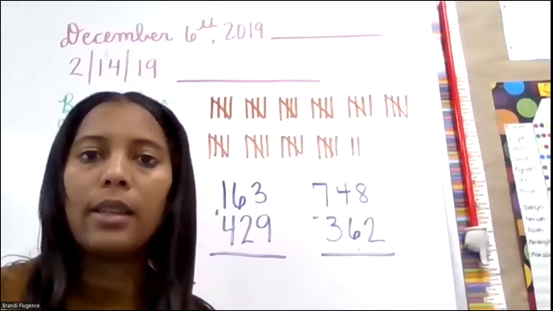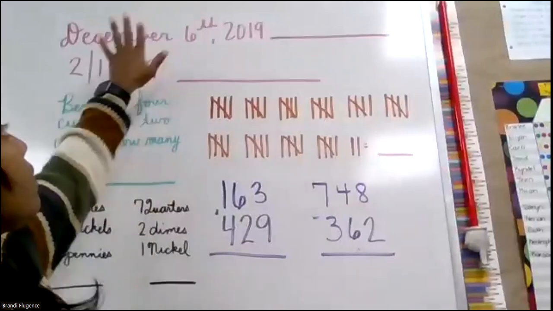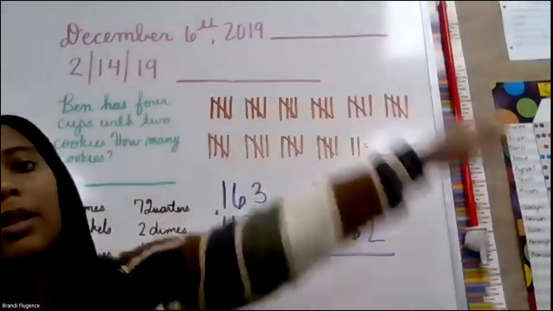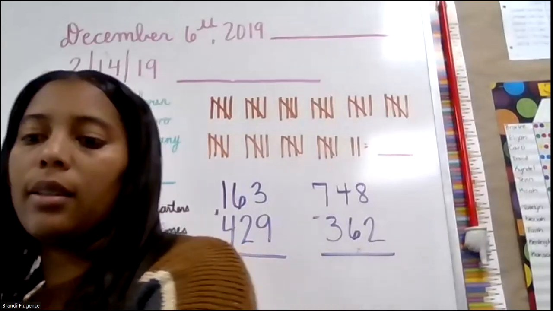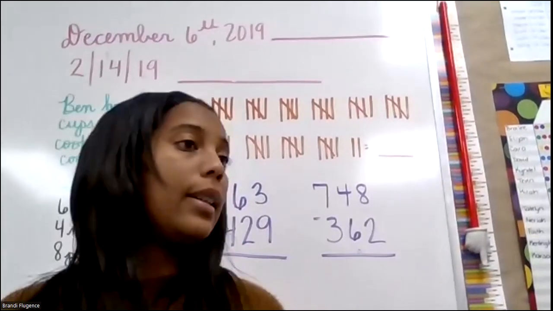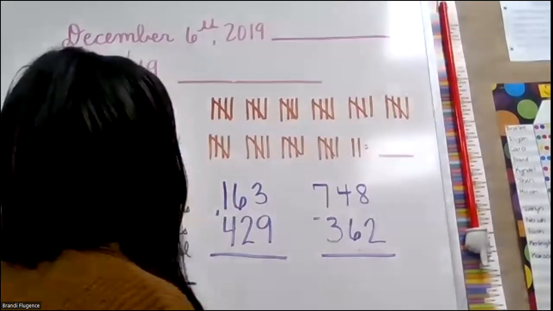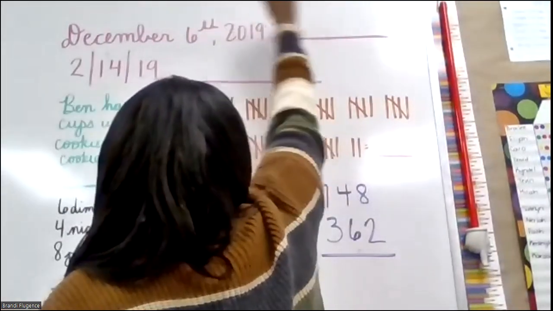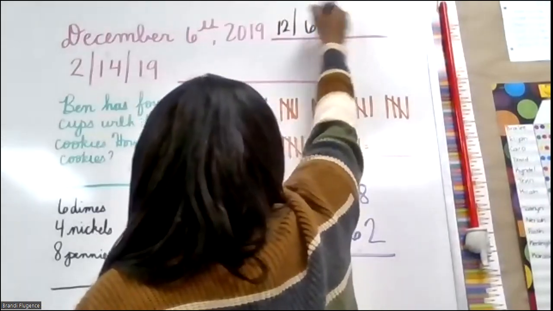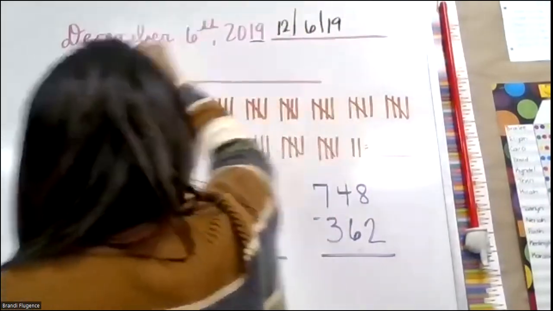All right, so let's practice our digital date up here. So I have December 6th, 2019. What will be the digital date for December 6th, 2019? What you got? 12/6/19. 12 is our month, 6 is our day, last is the year, 19.